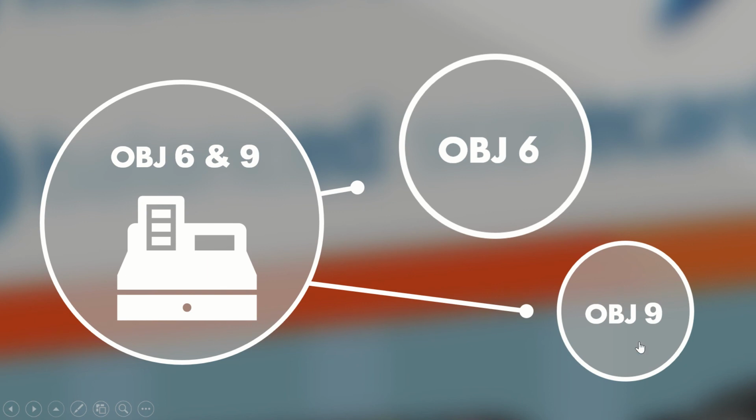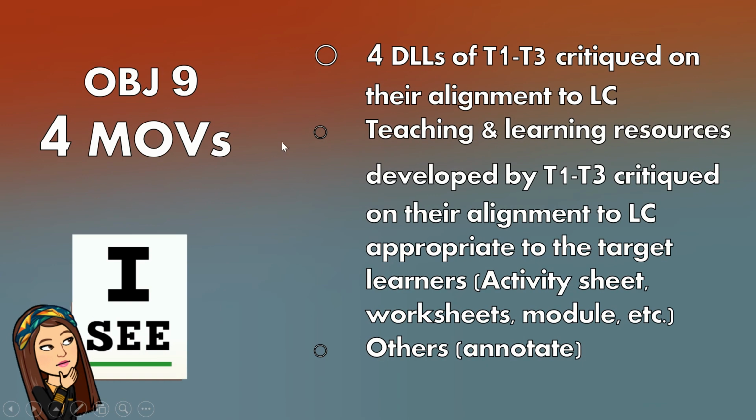Then we have objective number 9. Okay, we are asked to provide 4 MOVs naman. 4 MOVs lang po kahit hindi siya iba-iba, kahit magkakatulad. So, kung nakapag-observe po tayo ng 4 teachers, okay, so yung 4 DLLs po nila, na na-critic natin on their alignment to learning competency. So, may signature po tayo dun at the back, at the end of their DLL. Pwede na po yun, kahit DLL lahat, basta 4 po.